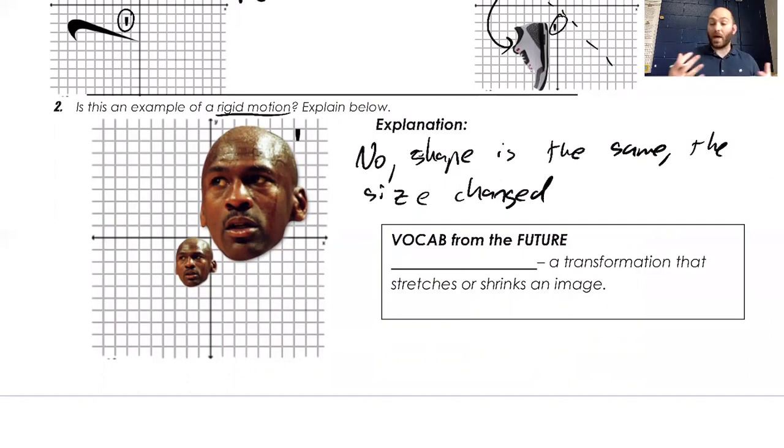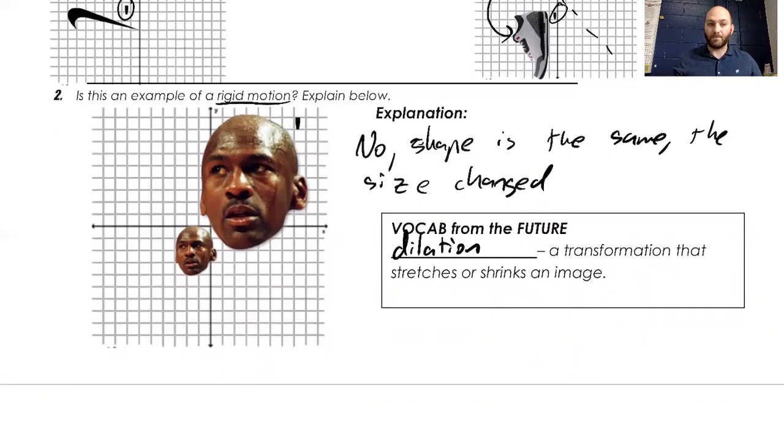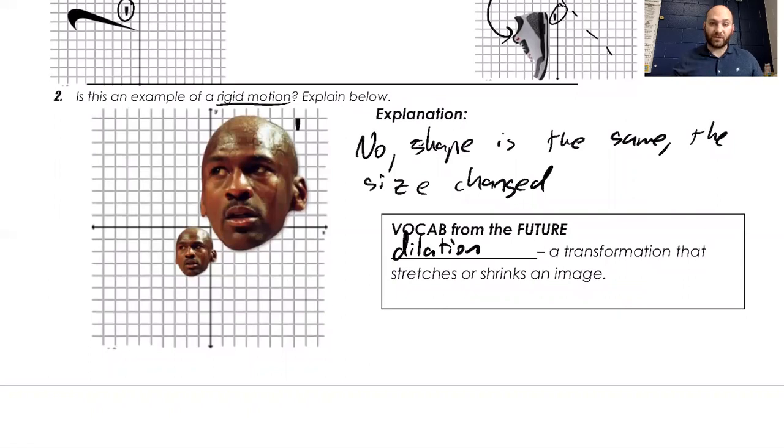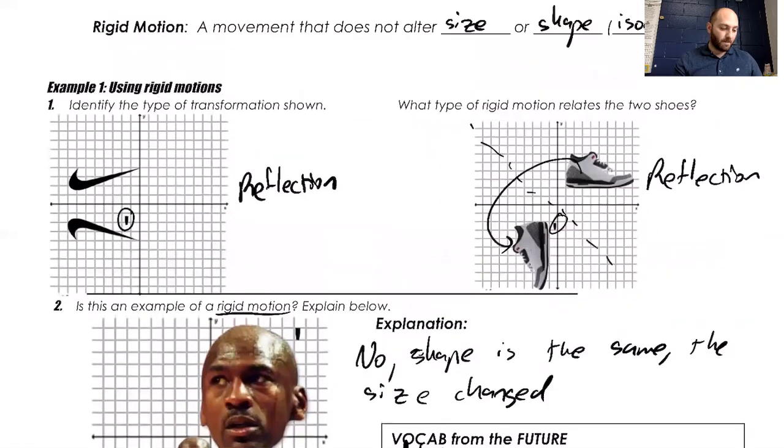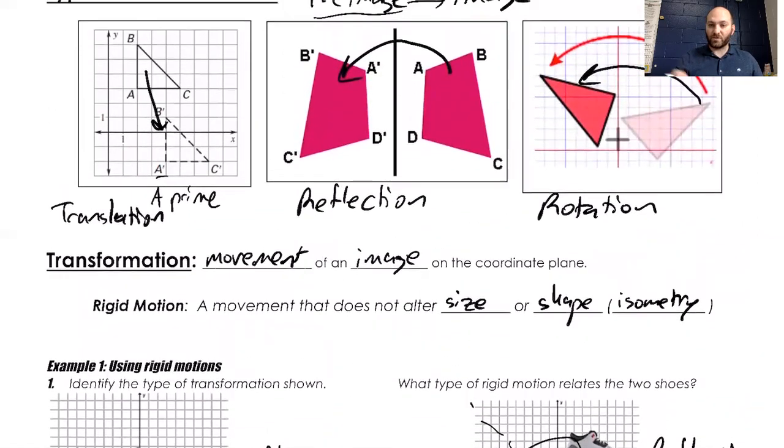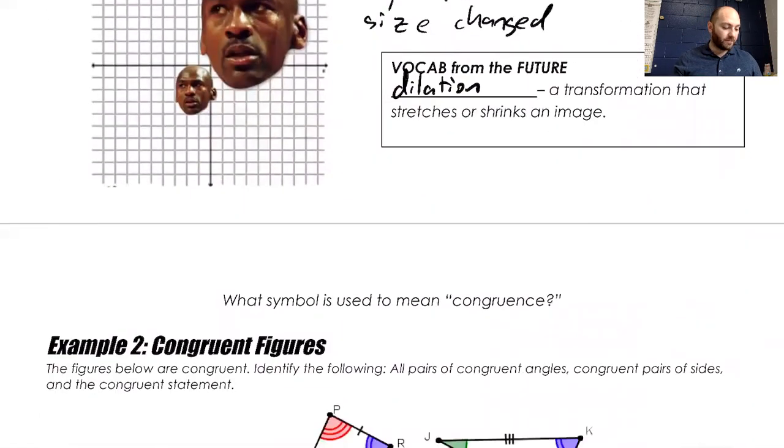So this is a vocab from the future. This is what's called a dilation. We'll see this again in Unit 3. This is a transformation that stretches or shrinks an image. All right, so that's our introduction to transformations. The next few lessons, we're going to go over each of these: translation, reflection, rotation. We're going to go over each of these on each lesson, one for each day.